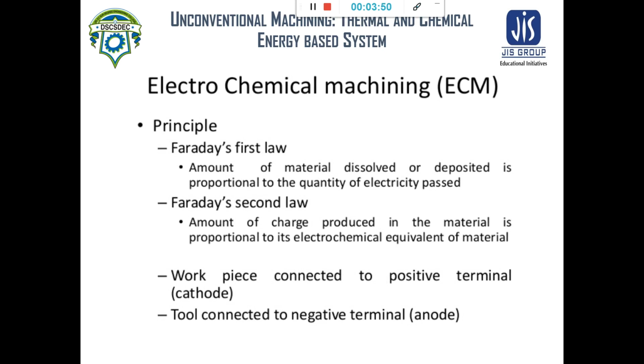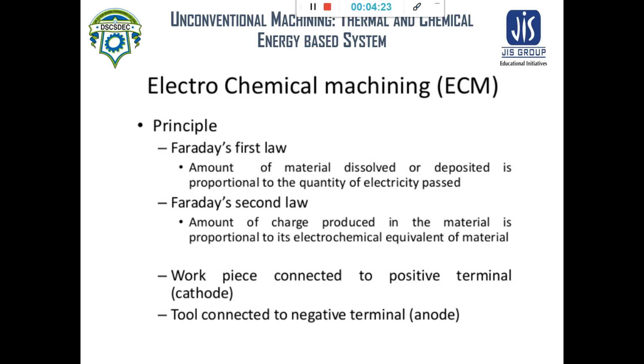Now, electrochemical machining. Electrochemical machining is based on electrolysis. As per Faraday's law, the amount of material dissolved or deposited is proportional to the quantity of electricity passed. This is the first law of Faraday. The second law of Faraday says that the amount of material produced is proportional to the electrochemical equivalent of the material.